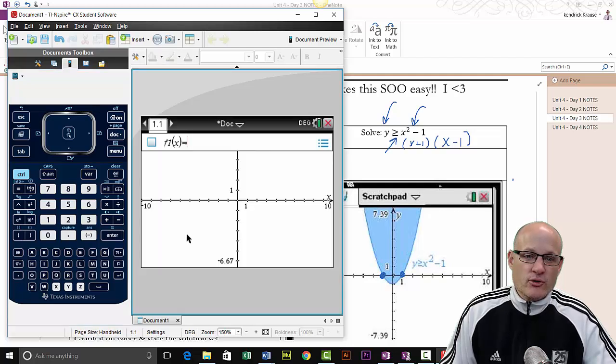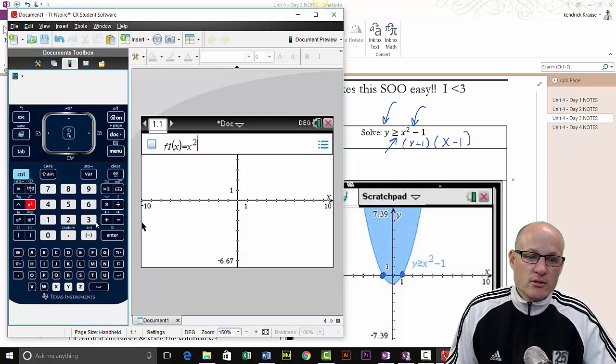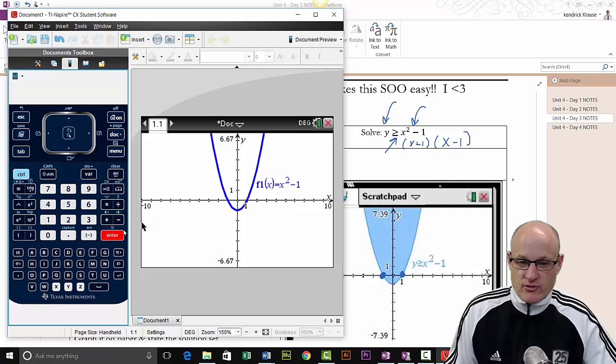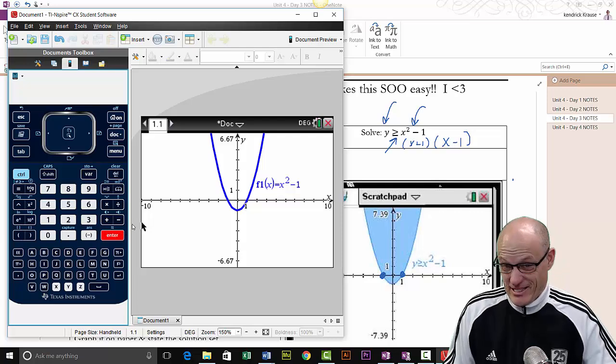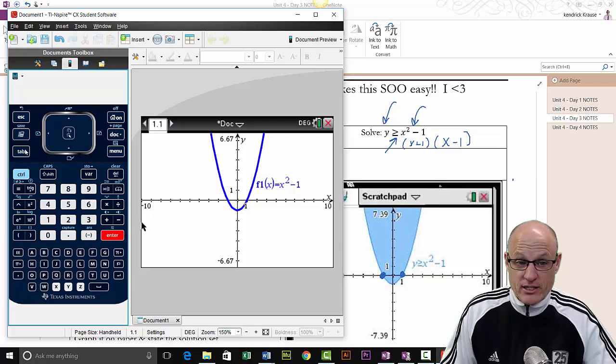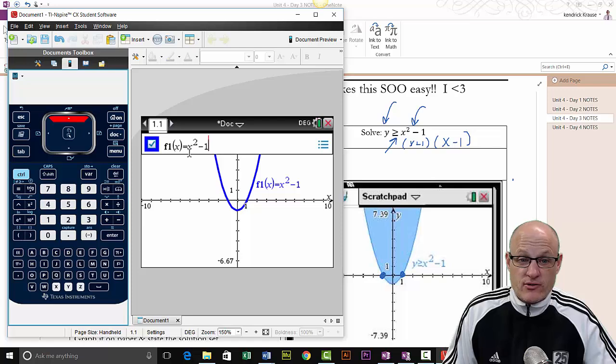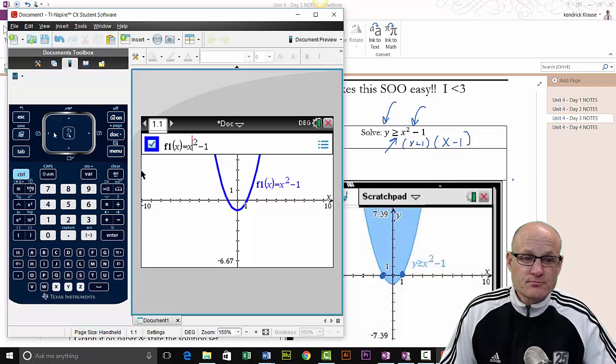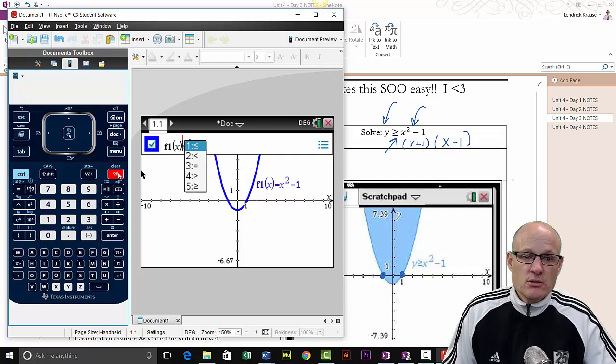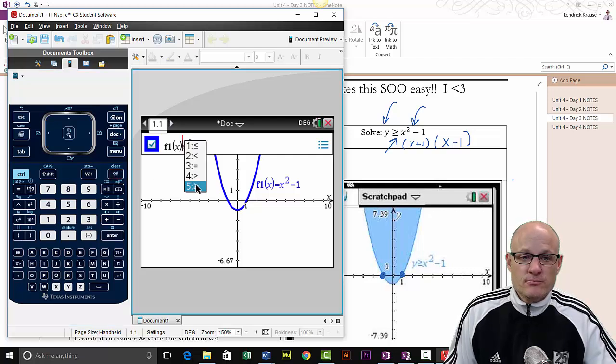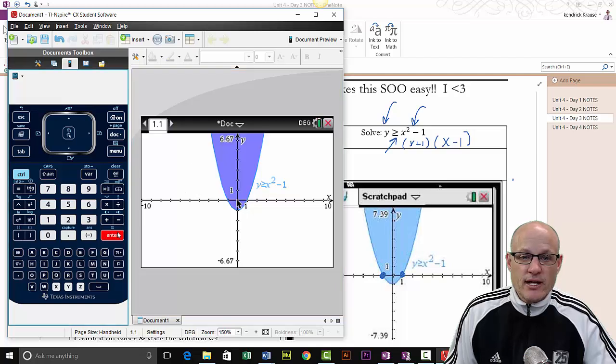So what we're going to do is, normally I would graph x squared minus 1, and that just gives me this parabola. But that's where it's equal to. Then I don't want equal to. What I want to do is change this equal to, in this case, greater than or equal to. And I hit enter, and now look what happens.